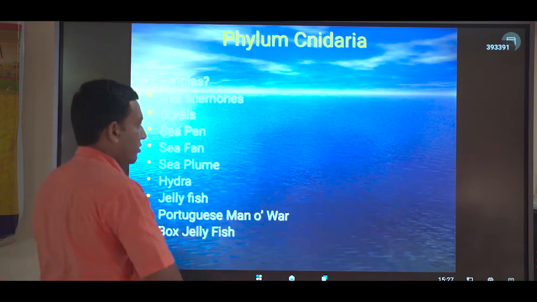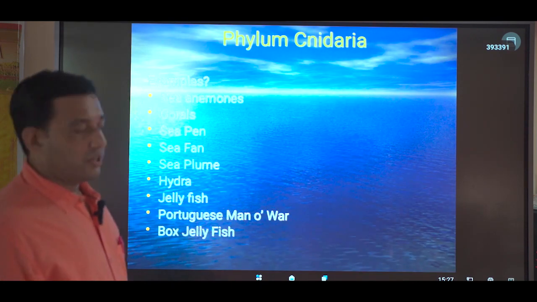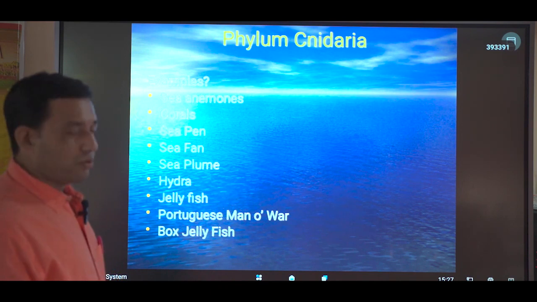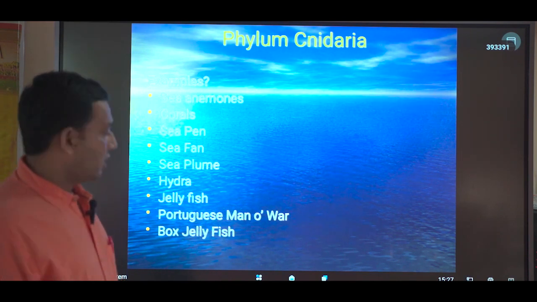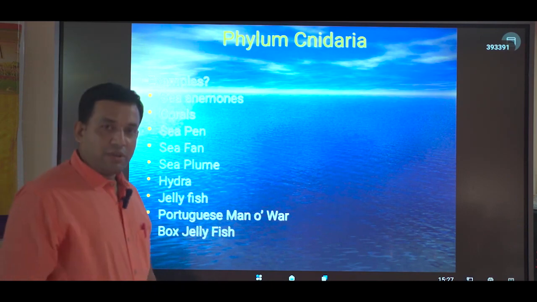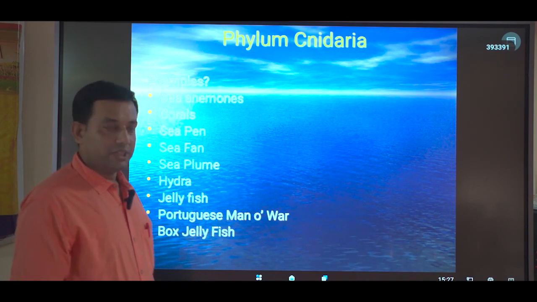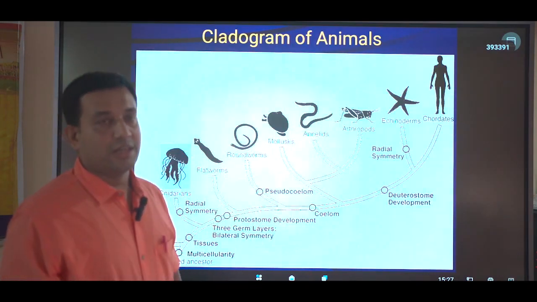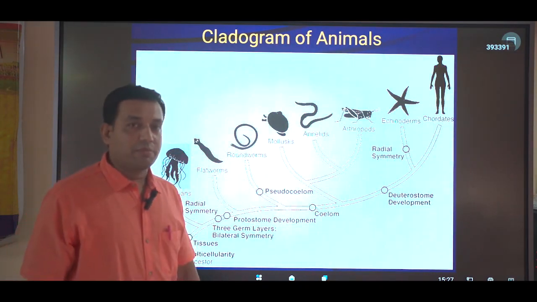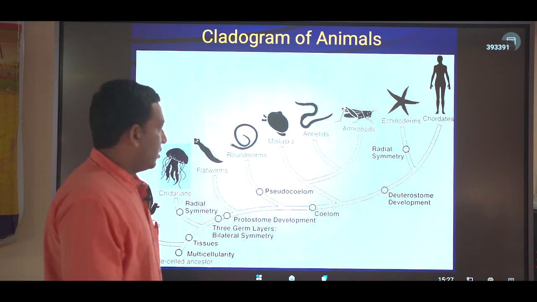So which organisms are found under phylum Cnidaria? You can see sea anemone, coral, sea pen, sea plume, hydra, jellyfish, and Portuguese man-of-war. All these animals are under phylum Cnidaria. So we have to learn the general characters and classification up to class of this phylum.